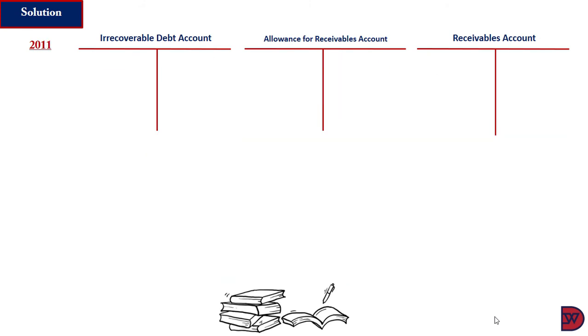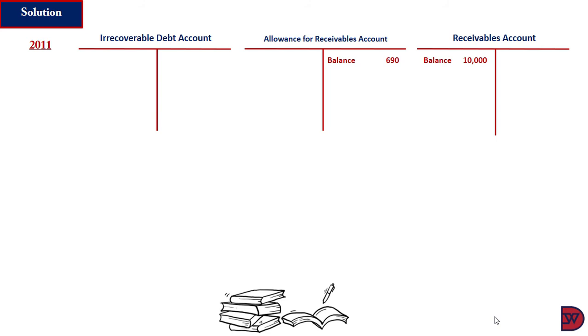Now, from the calculations that we did in 2010, we realized that the allowance for receivables account had a balance of $690. So we carry it over here. The receivables account as well had a balance of $10,000. So we bring it to the debit as seen here. The irrecoverable debt account is an income statement account, so it doesn't have to carry any balance forward. So the balance is 0.